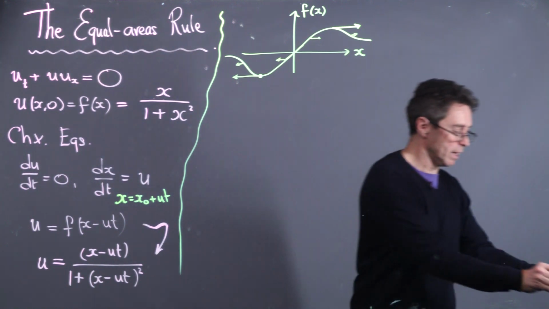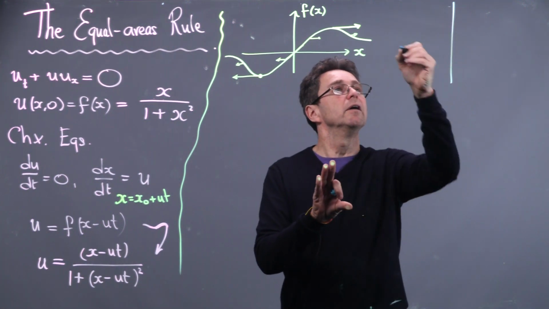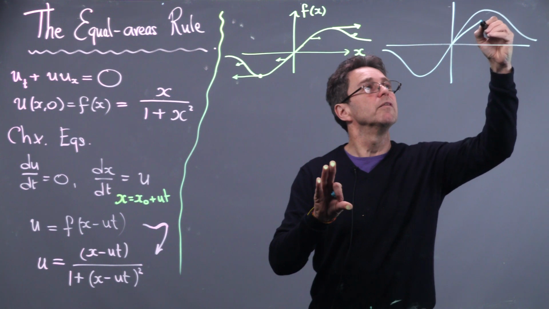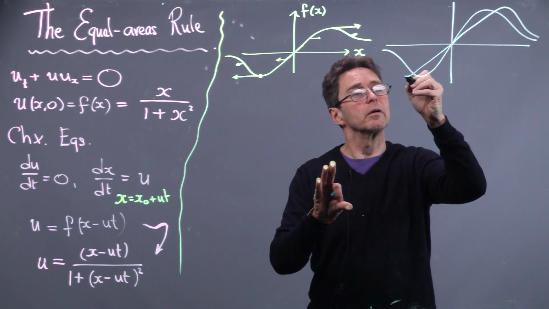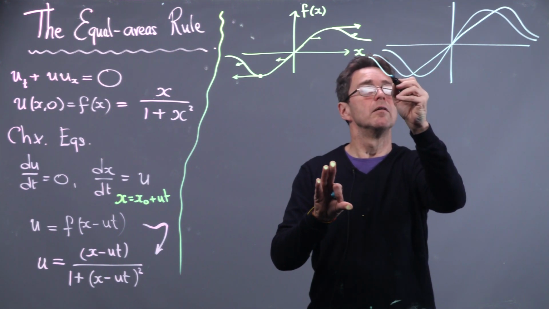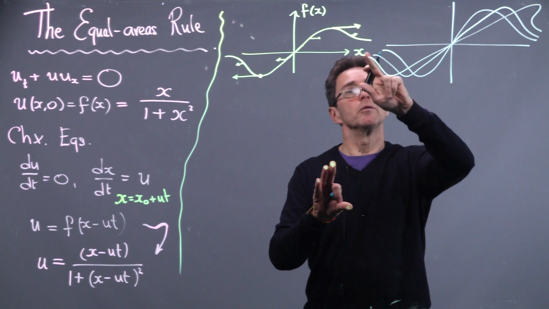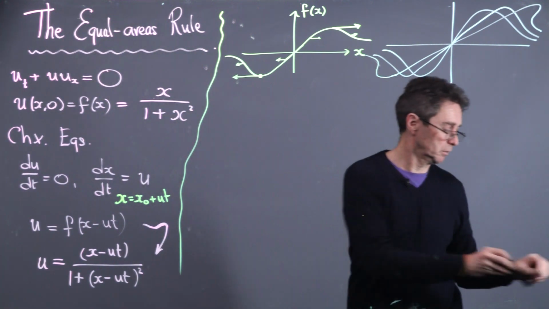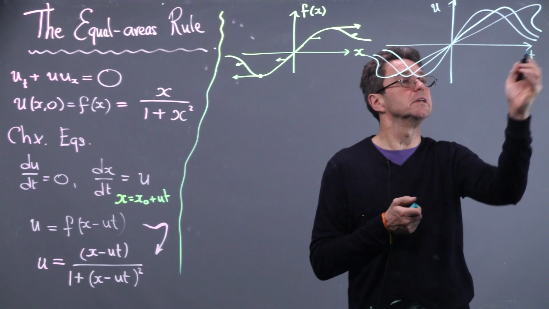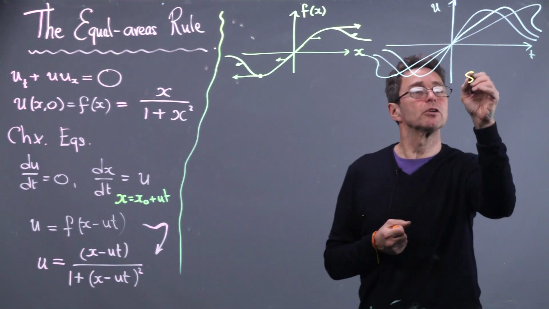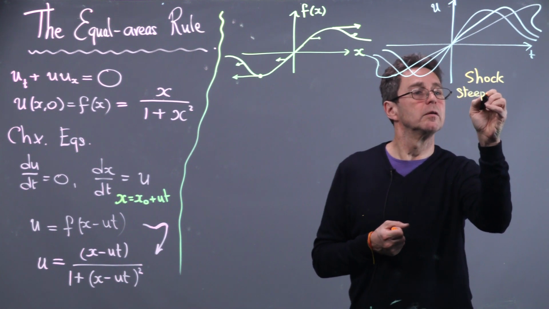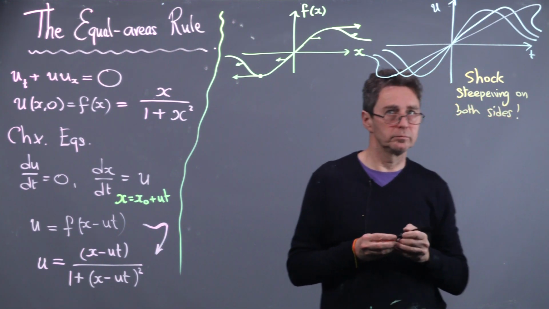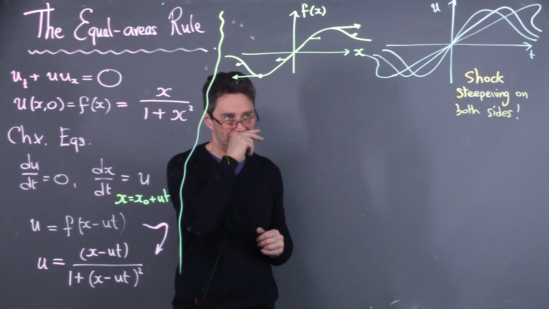So qualitatively, I can predict what happens. I can just draw in a sample evolution. Here's my initial condition. This thing has to move that way. That one goes that way. And at some point, oops, I should have drawn it the same way on both sides. At some point, the thing's going to bend over on both sides. Right, so this is u against t. So we get shock steepening on both sides. So that's what's going to happen here.